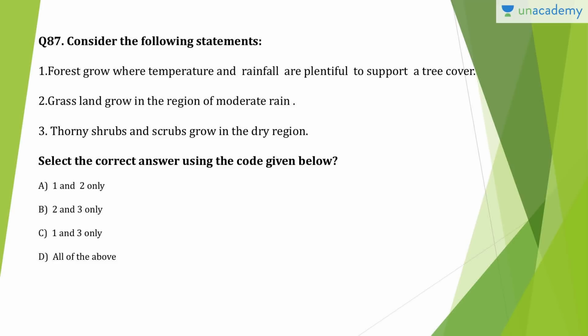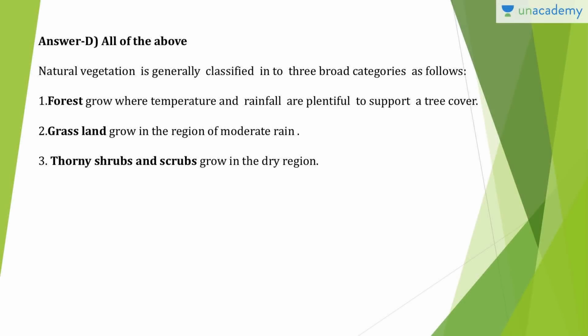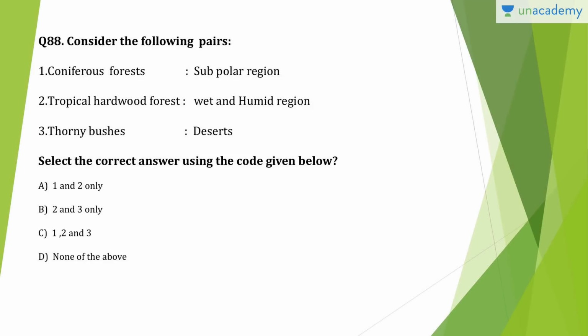So all these are the different types of natural vegetation. When we talk about natural vegetation, it is generally classified into 3 broad categories. One is forest, which grows where temperature and rainfall are plentiful to support a tree cover. Then second is grasslands, which grow in the regions of moderate rain, and thorny shrubs and scrubs grow in desert-like conditions. Okay. Question number 88.